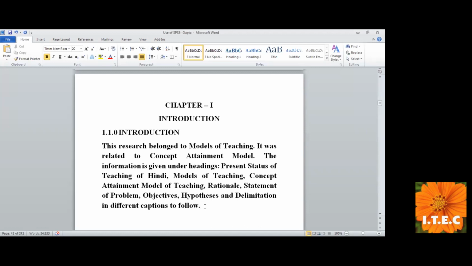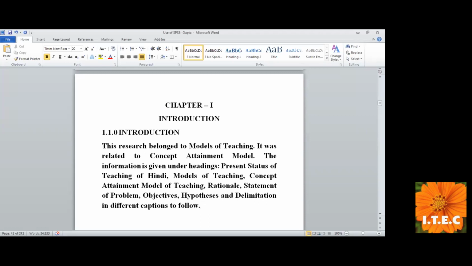So I can read your introduction and then I can decide whether I should read the complete chapter or should I read from a particular caption number, because these headings are in a particular sequence. So introduction saves a lot of time of the reader.